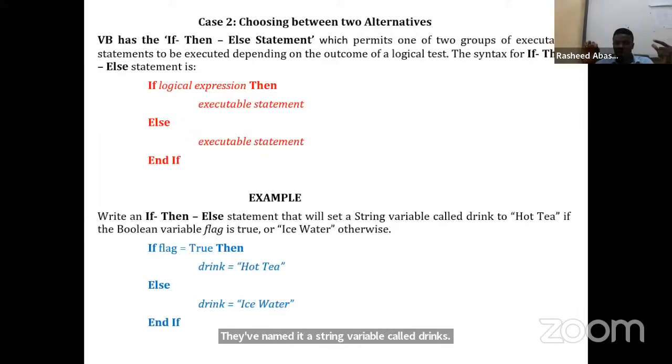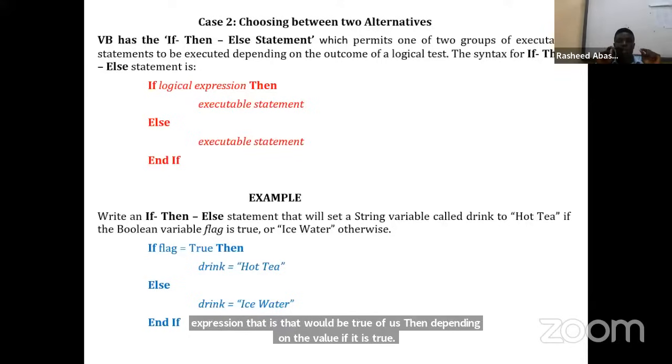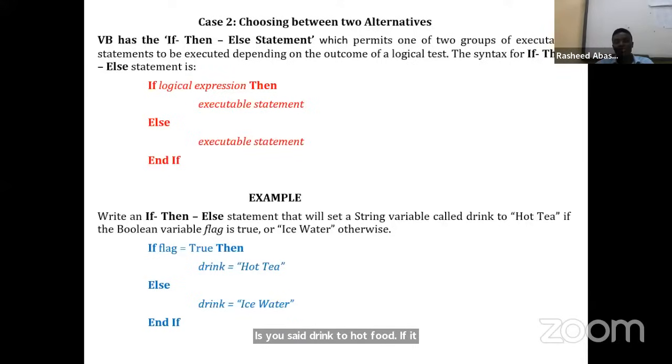You can see that the Boolean variable flag is a logical expression. That is, it would be true or false. Then depending on the value, if it is true, it should set drink to hot tea. If it is false, it should set drink to what? Ice water. And that's the code that we have here.